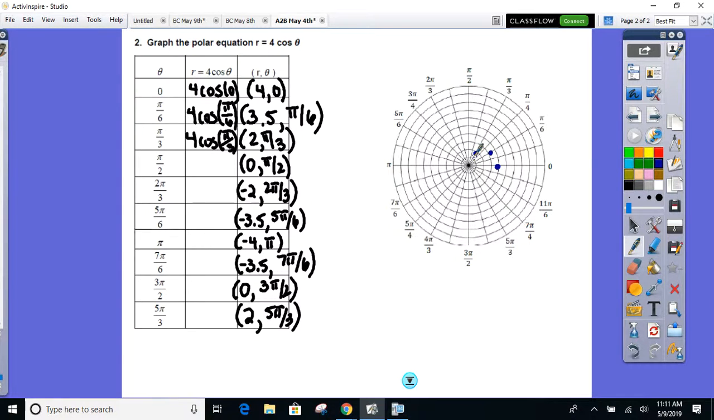0, pi over 2. So where should you graph this one? Right at the origin. You're not going anywhere. And as you guys start graphing a couple of them here, start connecting them so you know what order you did them in.